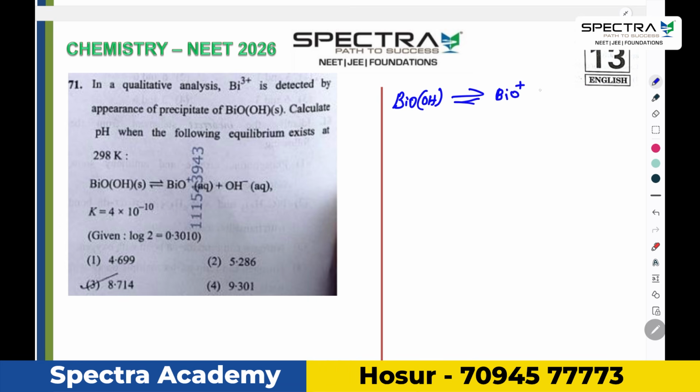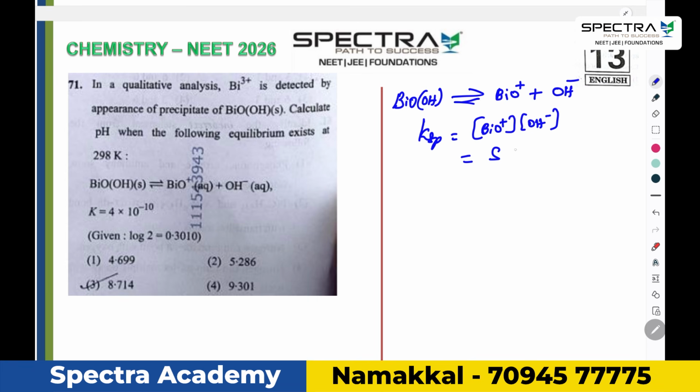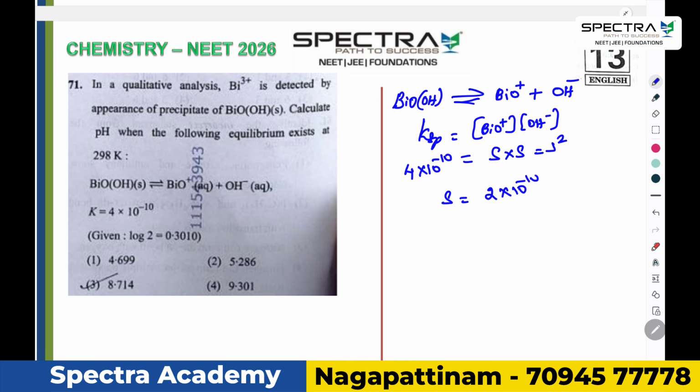It splits as BiO plus and OH minus. The solubility product formula is concentration of BiO plus, concentration of OH minus. If I take this as S into S, then it will be S square. So this is given as 4 into 10 power minus 10. So what is the value of S? 2 into 10 power minus 10.